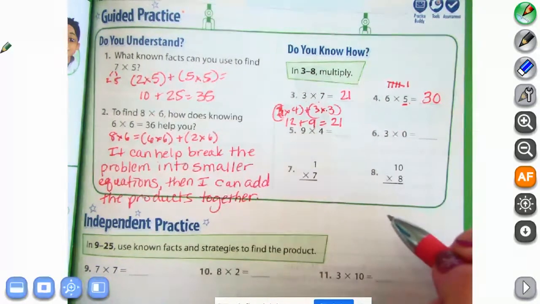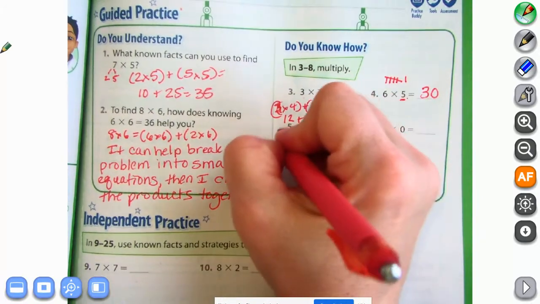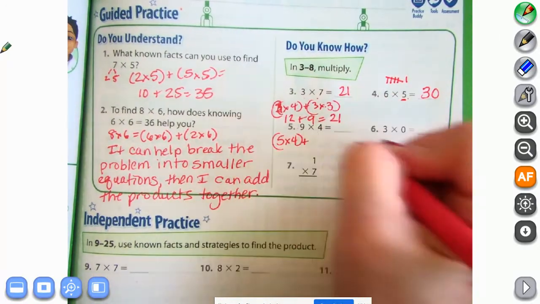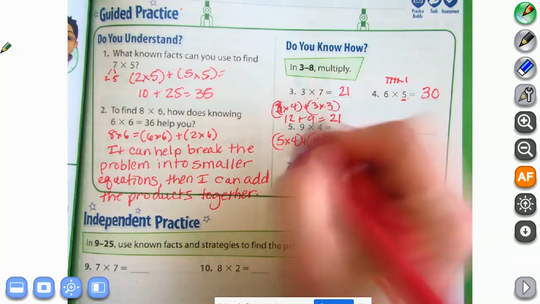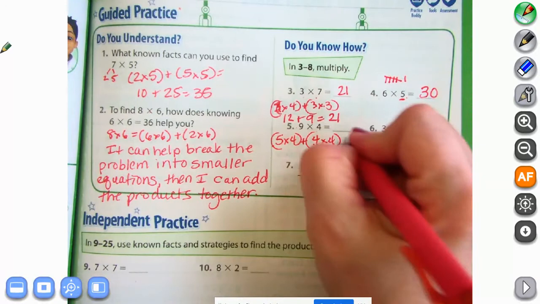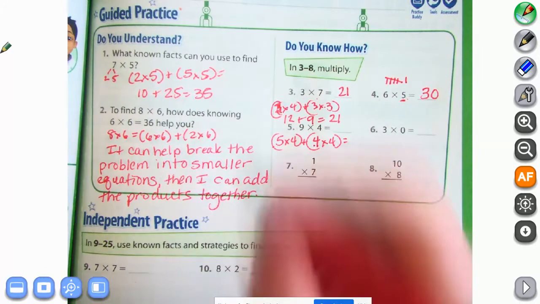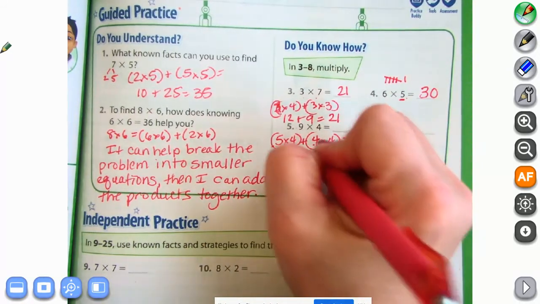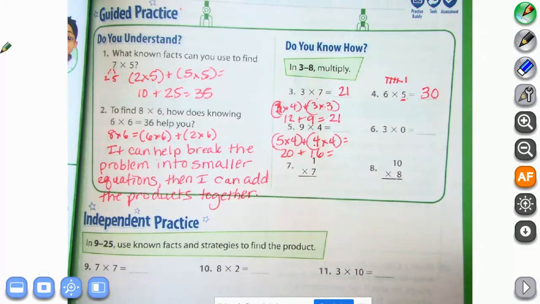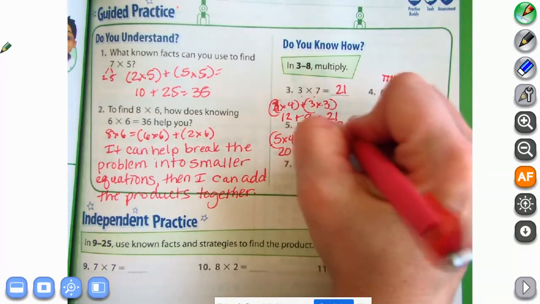9 times 4. We can break that down into a 5 times 4 plus a 4 times 4, because 5 plus 4 equals 9. All right, go ahead and solve that. See what you get. All right, did you get 20 plus 16? We add those together, that's 36.